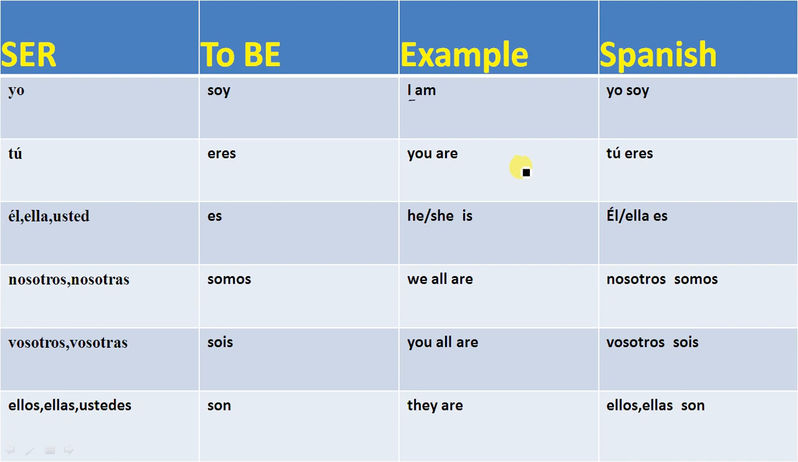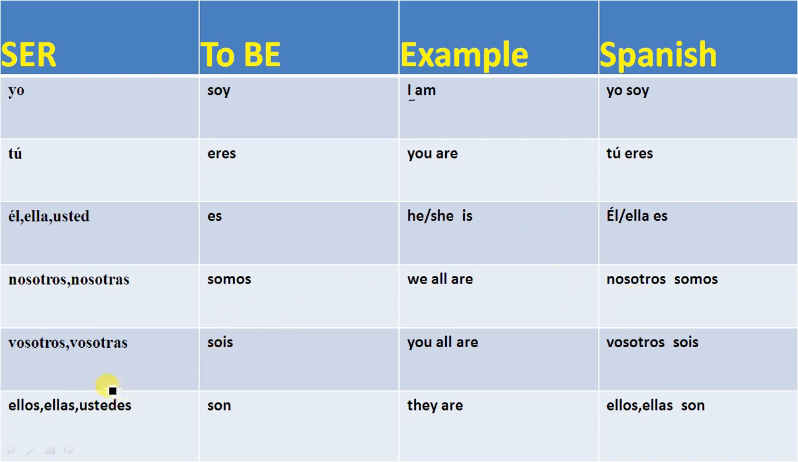Okay. Now if you want to say you are in a formal way, then you will say usted es. Usted es means you are, but in a formal way. Now if you are saying nosotros, we all are, or we are, you will use somos. Nosotros somos means we are, or we can say we all are. We are good boys. Nosotros somos buenos chicos.